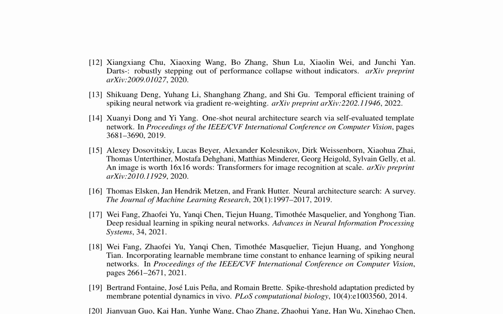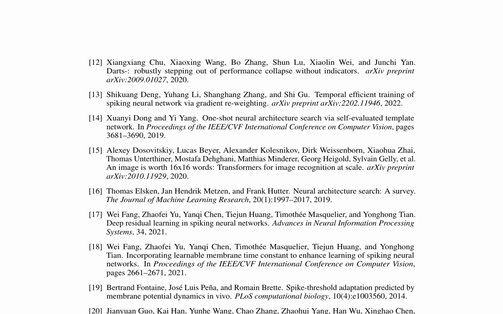This innovative approach has been pivotal in advancing the field. Shikuang Deng et al.'s work on temporal efficient training of spiking neural networks via gradient reweighting has also garnered significant attention. Their method provides an efficient means to train SNNs, overcoming traditional challenges in this area.